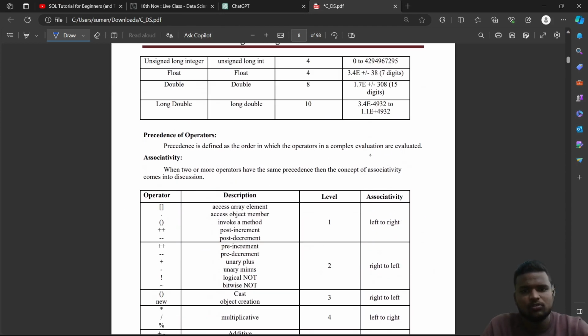Okay. So given an expression like a plus b into c minus d by e plus f again mod r power w. Given an expression like this, right?